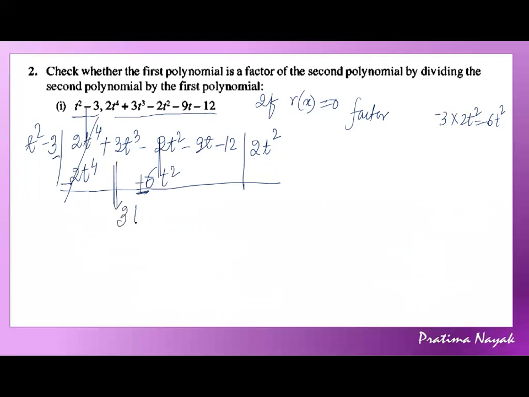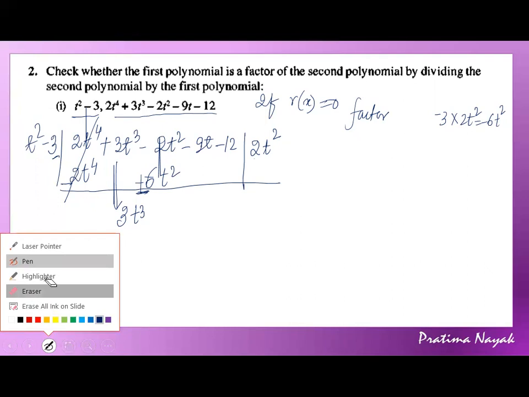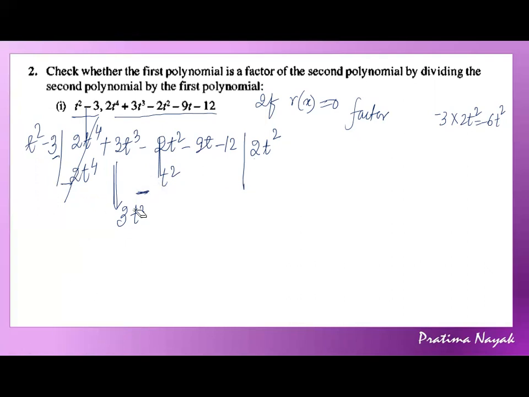So 3t cube. This will be minus 2t square minus 6t square. That will be how much? It was minus. Oh, sorry. It was minus, not plus. It will become plus. I am writing again. Very sorry. It will be t square. This will be minus 6t square. Now when you change the sign, this will be positive.